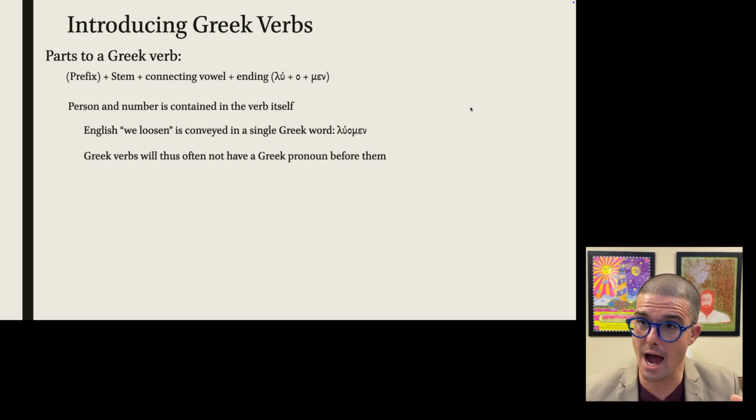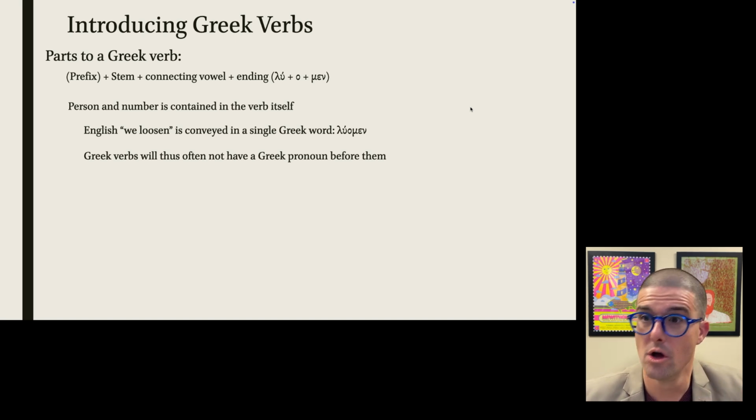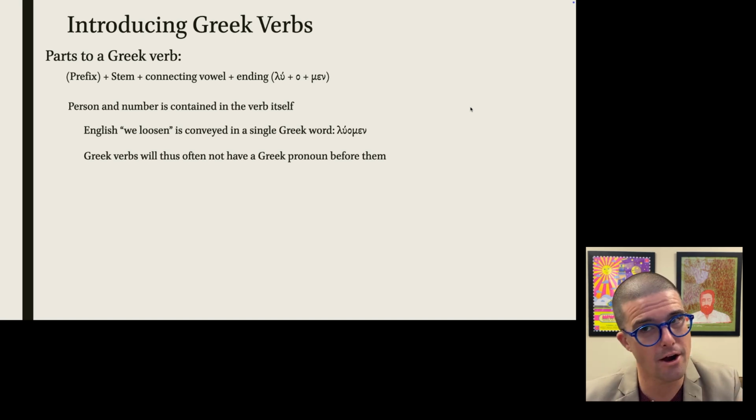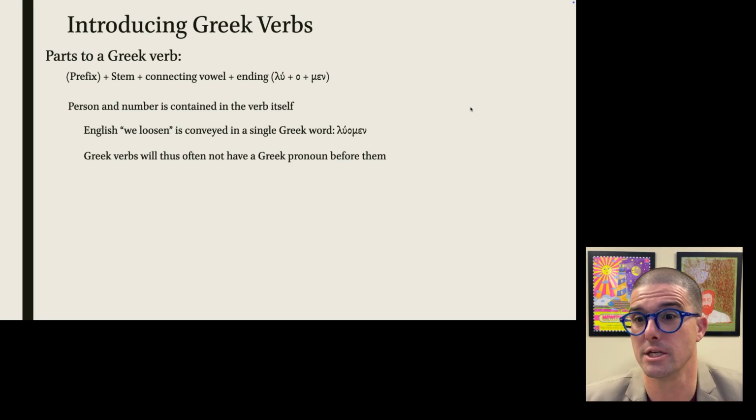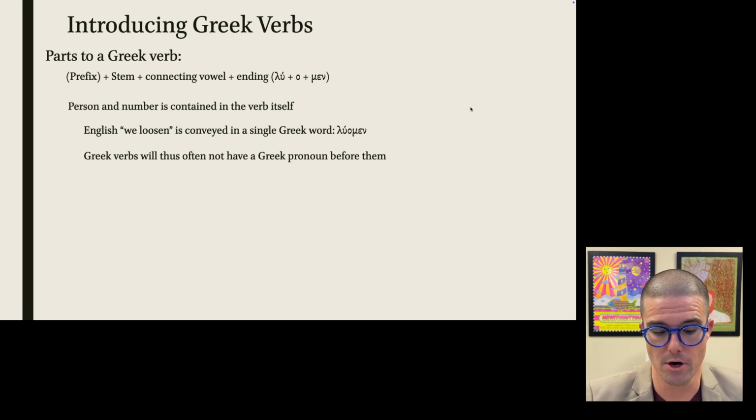You won't get an I, a you, he, she, it, a they, a y'all before the verb itself. And that's not a hard and fast rule, as we'll see. Sometimes you do. But Greek doesn't necessarily need the pronoun to indicate who is doing the action, because it can embed that information by inflecting the verb. It can embed that information in the verb itself.